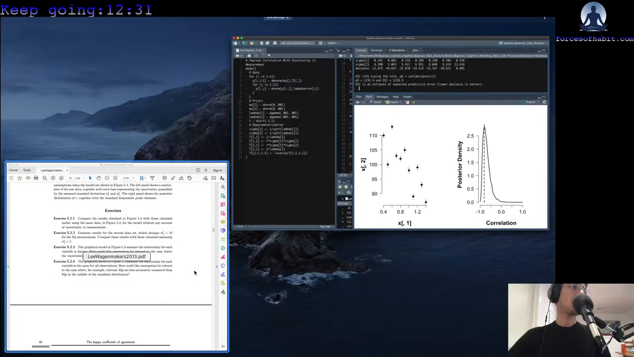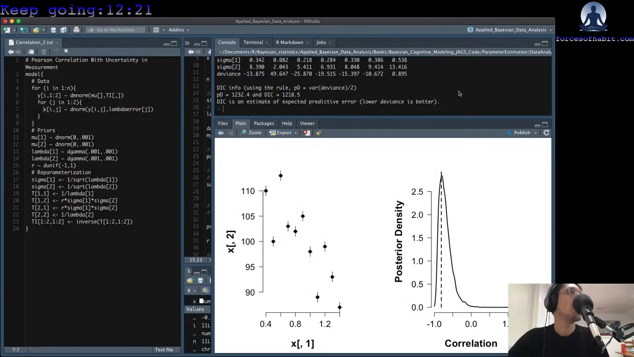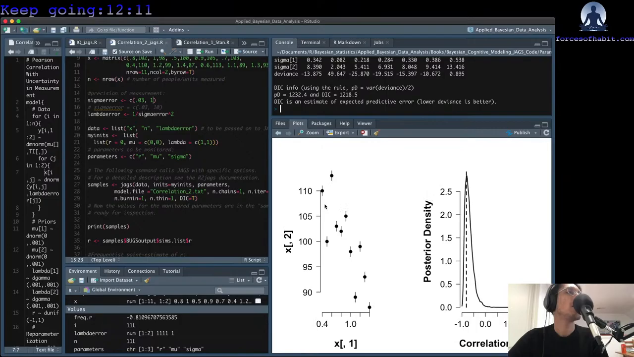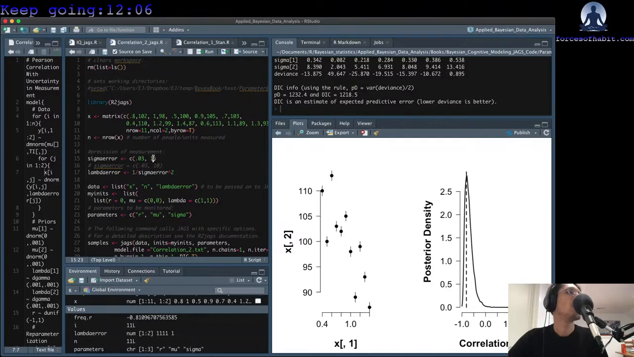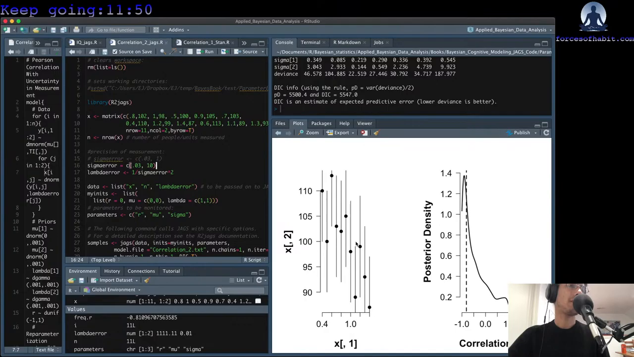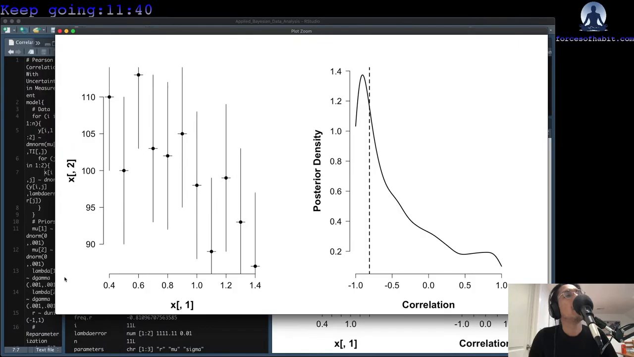Generate results for the second data set, which changes that, and compare these results. So now we don't need the data, don't need the model right now. Now we're just gonna really introduce sigma error. Sigma error to 10. Big error. Look at that. So now we're really unsure, the intelligence is highly variable, and this has made it so that the correlation that we observed could be zero. We're just not sure.